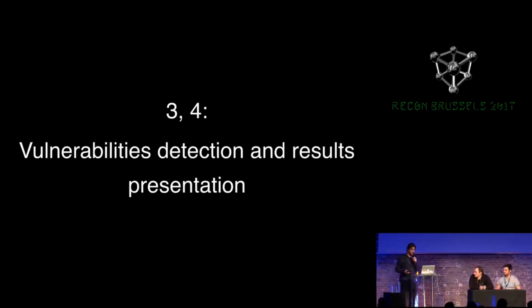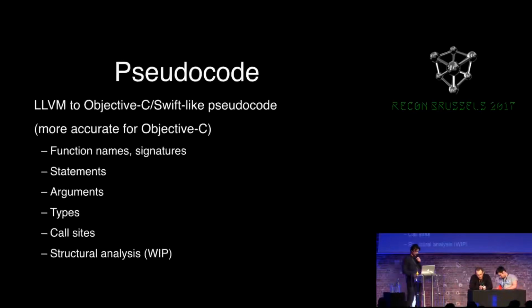We have LLVM bytecode, and we want to find vulnerabilities in it. At first, we decided that it would be better if we show our detected vulnerabilities in some human-readable context. So we developed a tool that recovers some Objective-C or Swift-like pseudocode from LLVM bytecode. The ultimate goal of this work is to develop a decompiler. But for now, we are extracting all the information we can get from binary code.